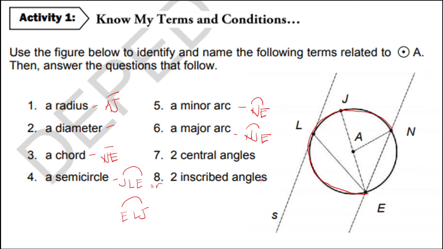O sige, magbigay ako ng isang inscribed angle. Say we have angle LEN. Excuse my kunwari straight na lang to. LEN. So, this is an inscribed angle. Angle LEN. Magbigay daw kayo ng dalawa. Okay? So, that's it. That's activity number 1.